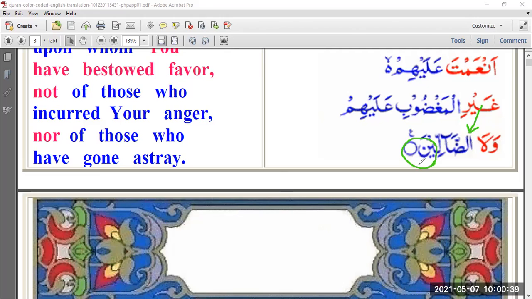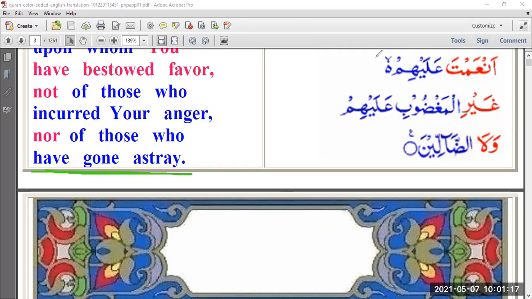I am not good at saying these numbers yet. So this is halat jar because it continues with ghairi. You understood why this kasra has come, due to ghairi, mudaf ilayh. Because this is harf atf, a connection with the previous, this will also be in halat jar as maghdubi is in halat jar. So this is halat jar, plural, and masculine.